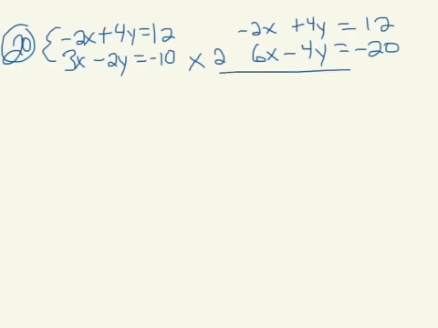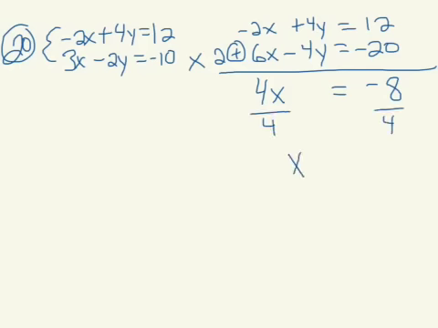Now that we have opposites, we can add the two equations together. When I add the two equations together, I get 4x is equal to a negative 8. Then if I divide both sides by 4, x equals negative 2.